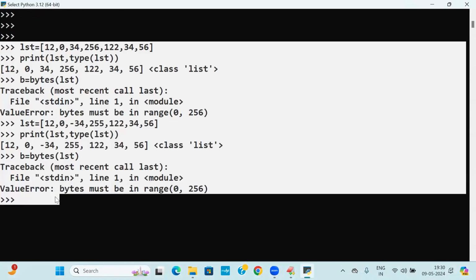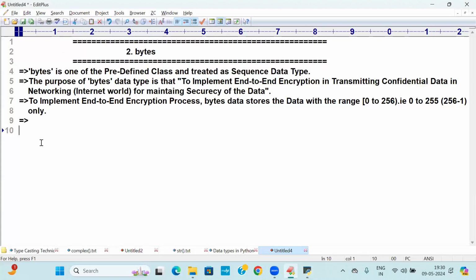This I will copy first. I am showing what is allowed and what is not allowed. As an example, I am writing.